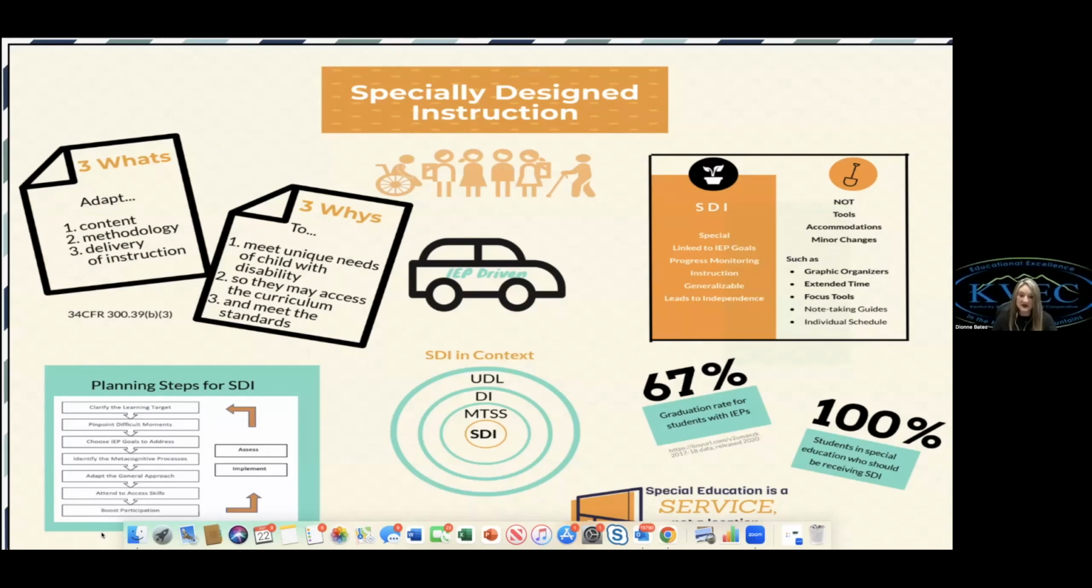The next level then is that tier of accommodations and modifications. And remember, that could be our 504 students or our IEP students. But then the next layer is that specially designed instruction. And we choose specially designed instruction because it's needed for those students who have a disability, because not only do they identify with a disability, but they are in need of a specially designed instruction approach.